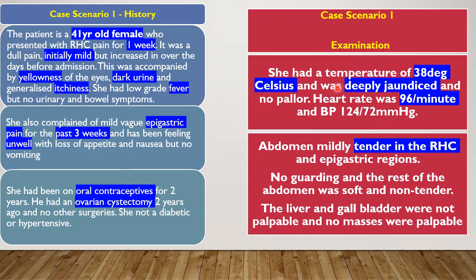And in the examination, she had 38 degrees Celsius, deeply jaundiced, and tachycardic with 96 beats per minute, but she did not have any hypotension. There is mild tenderness in the right hypochondrium and epigastric region. There's no guarding, and the rest of the abdomen was soft, liver and spleen not palpable, and gallbladder not palpable.